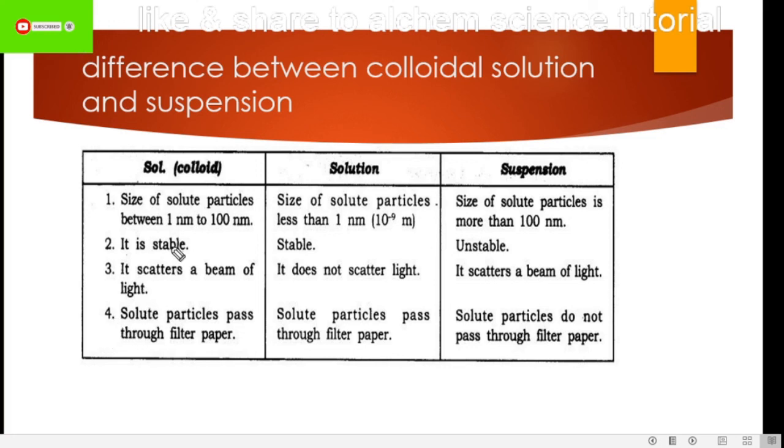The fourth property: the solute particles of a colloidal solution pass through the filter paper, so you cannot separate the solute particles of a colloidal solution with the help of filtration. A solution also cannot be separated with filter paper. But in case of a suspension, you can easily separate out the solute particles. So this is all about the difference between colloidal solution, suspension and solution.